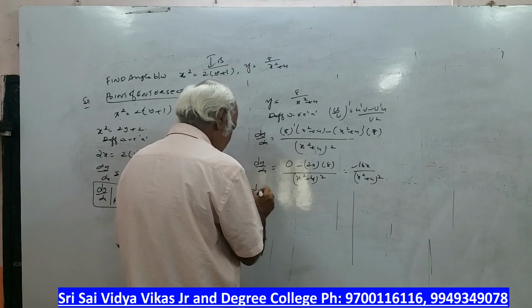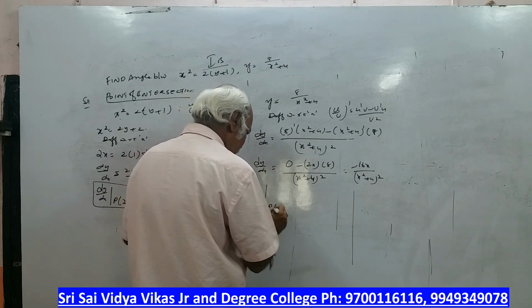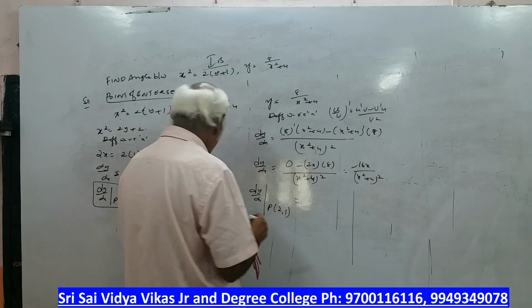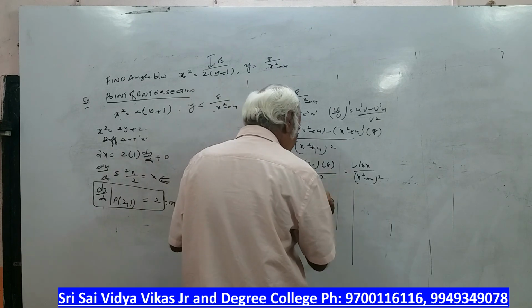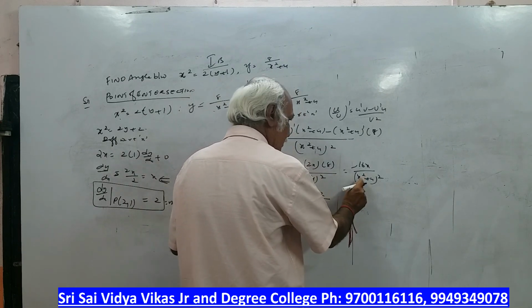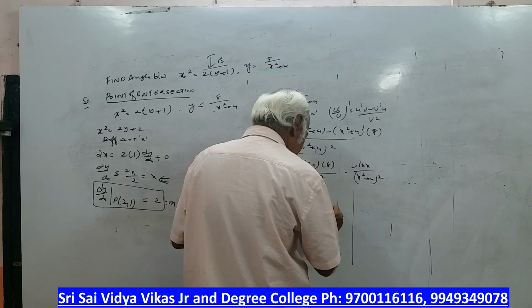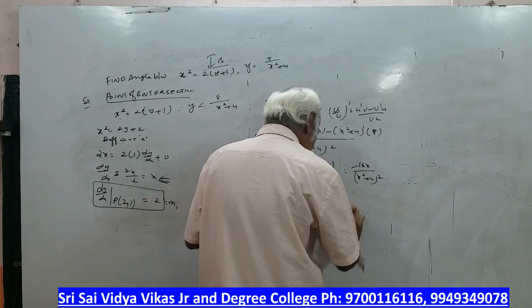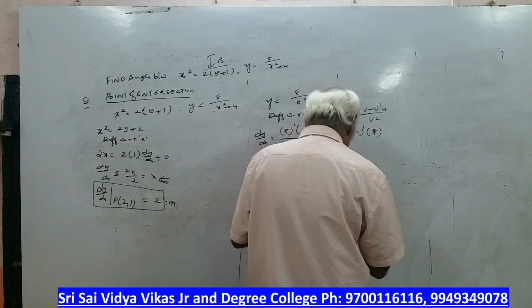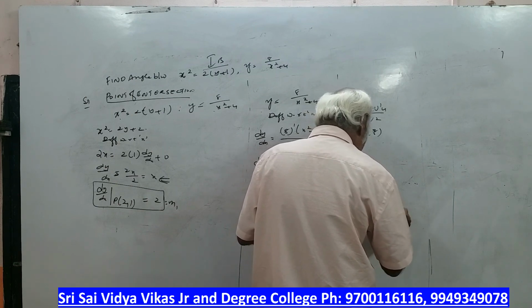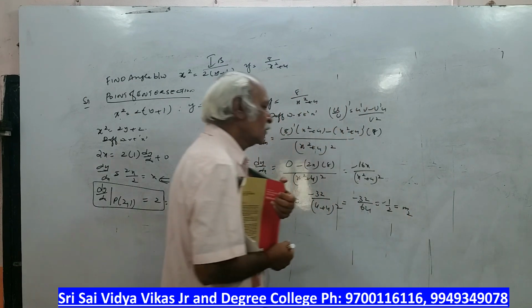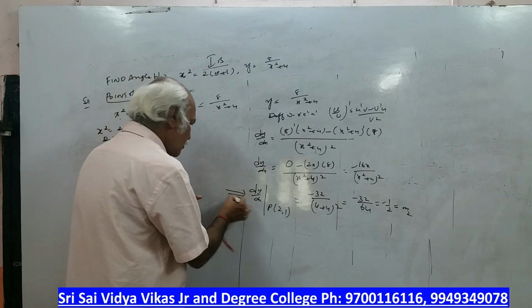So dy by dx at the P point. What is the P point? 2 comma 1. x is replaced by 2. So it is minus 32 by (2 square is 4, plus 4) whole square. So this becomes minus 32 by 64, which is minus 1 by 2. It is m2. Right? So we got m2, we got m1.